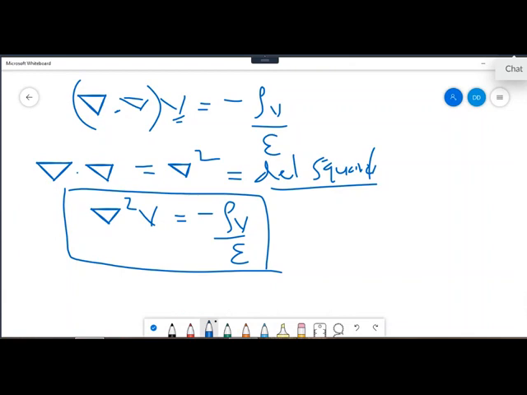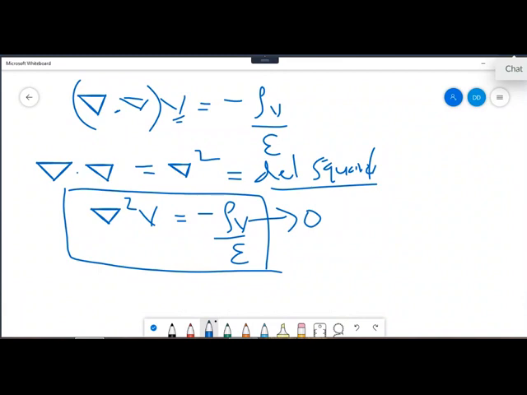So in the general case, in most regions, the charge free regions will be more than charge existing regions. What I'm trying to say is, you have to now assume a region where the volume charge density is 0. That means in this equation, rho V becomes 0.